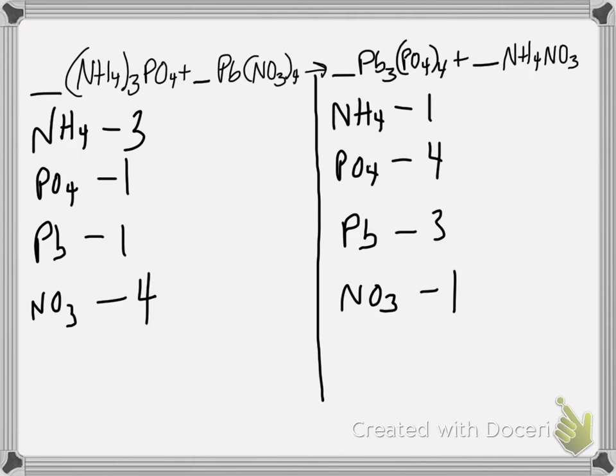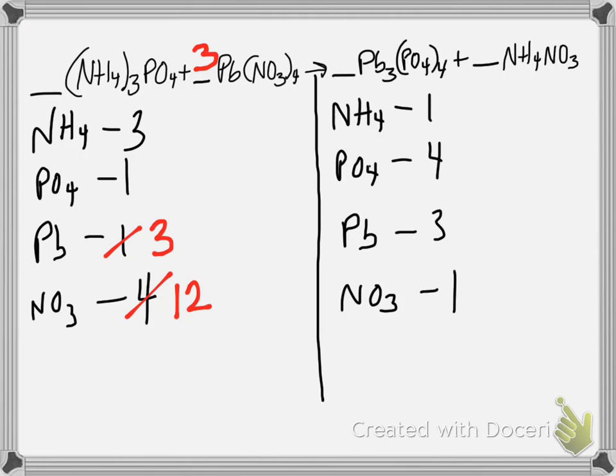Well, I know one thing. At a very bare minimum, I'm going to have to triple the number of lead ions over here. So let's try something. So that gives me now 3 lead, 12 nitrate. So is anything balanced right now? Well, lead's balanced.